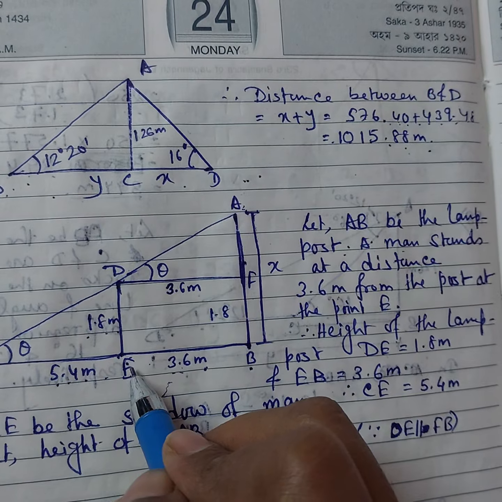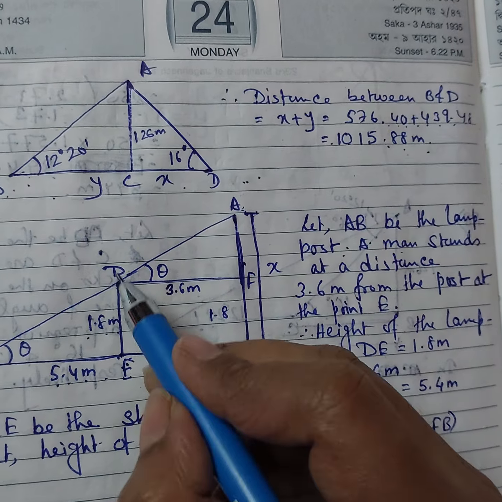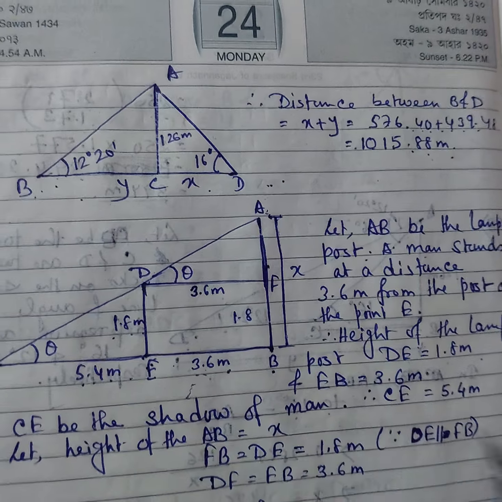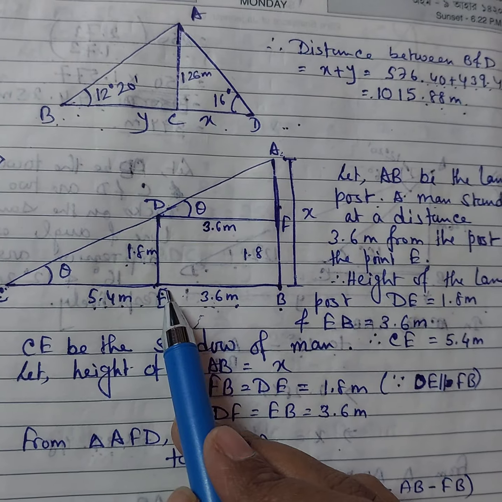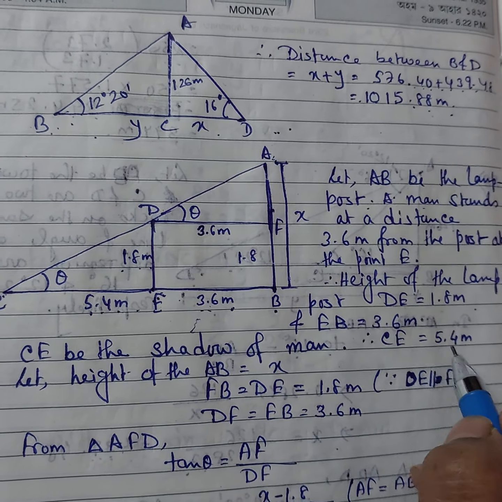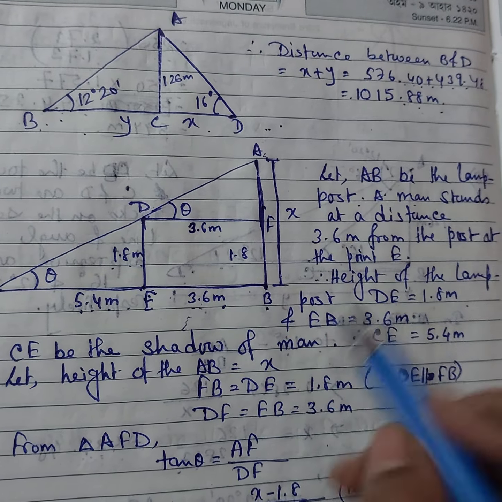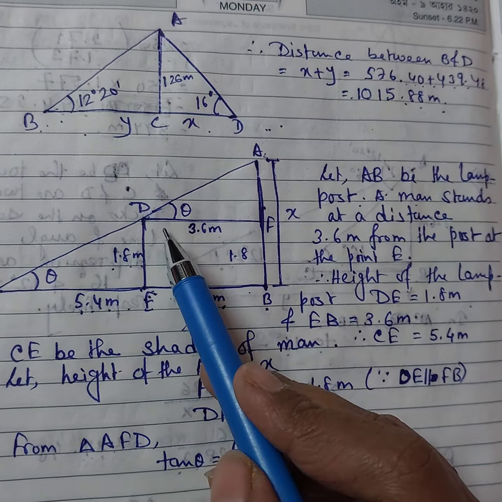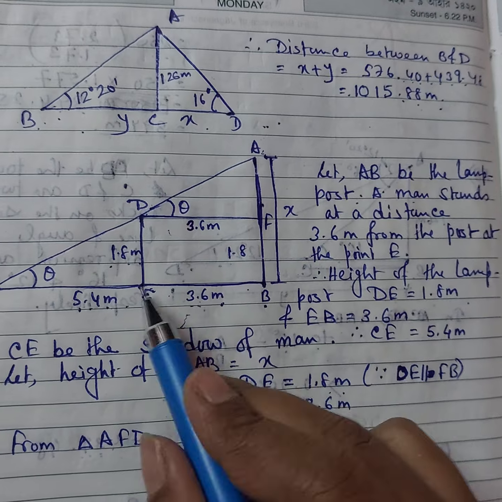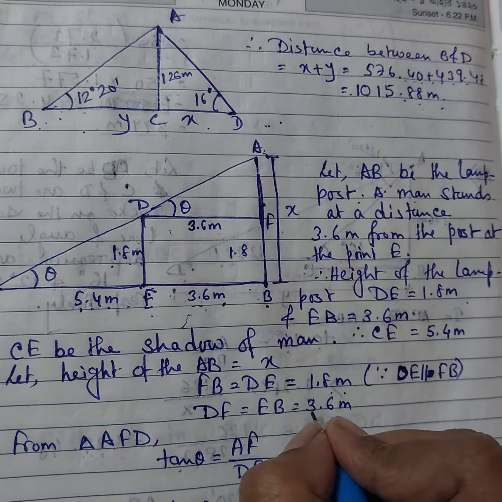So let AB be the lamp post and a man stands at a distance 3.6 meter from the post at the point E. The height of the man DE is equal to 1.8 meter and EB is equal to 3.6 meter. Okay. Now CE is the shadow of the man, therefore the distance is 5.4 meter. Let the height of AB be equal to x. Since DE is equal to BF, that is equal to 1.8 meter, since they are parallel. Again EB is equal to DF is equal to 3.6 meter.